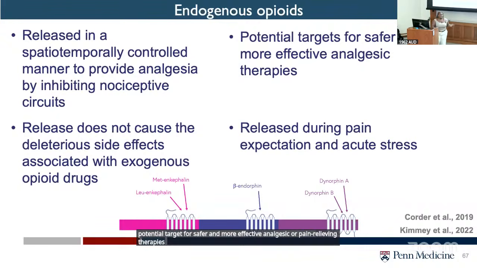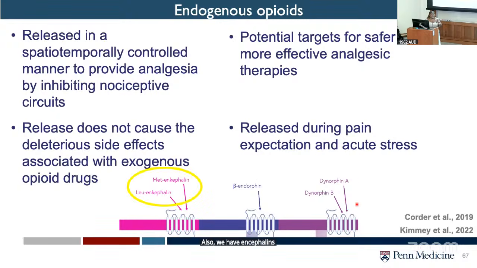And then endogenous opioids are released during things like pain expectation and acute stress. I could give another hour-long talk about how I modeled pain expectation in mice during my PhD, but this is not included today. The most commonly known endogenous opioids are endorphins. Also, we have enkephalins and dynorphins, but today I'm going to be focusing on enkephalin.